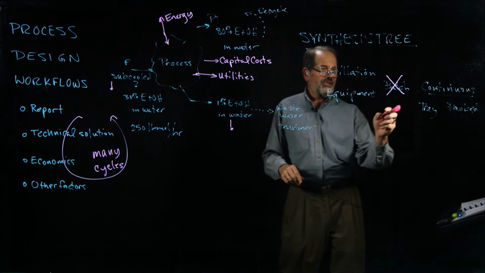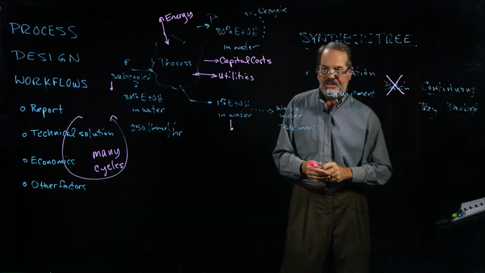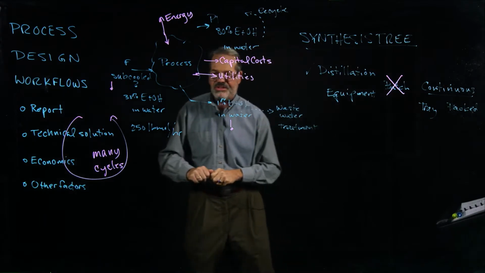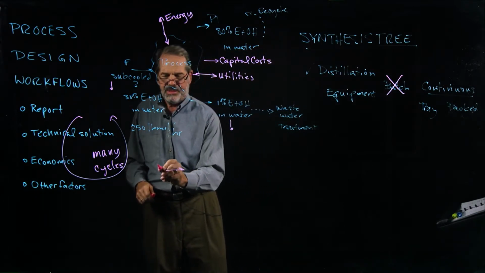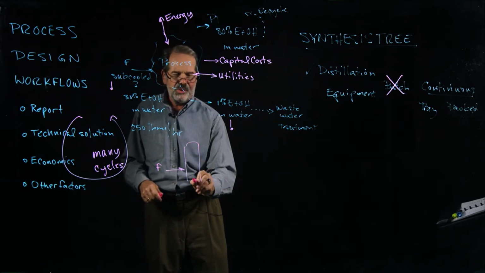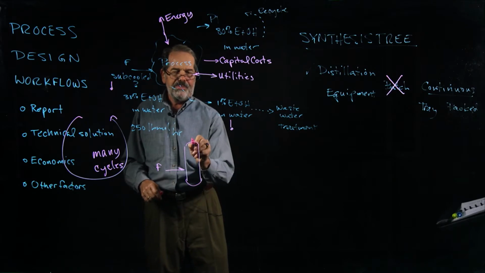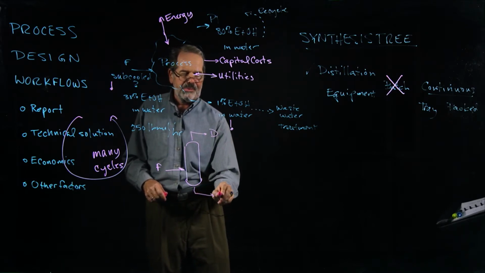So let's talk about how we're going to do the technology, the technical process. I'm going to sketch a distillation column down here. Flow going in someplace, and since we don't know where it is, we'll go in the middle. We'll have a distillate coming out. We will have the bottoms coming out.